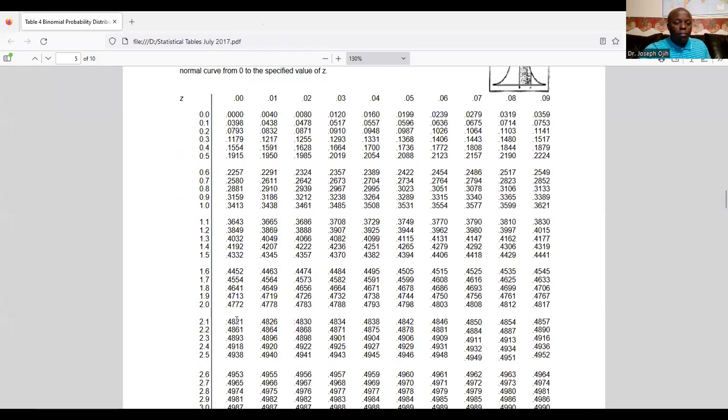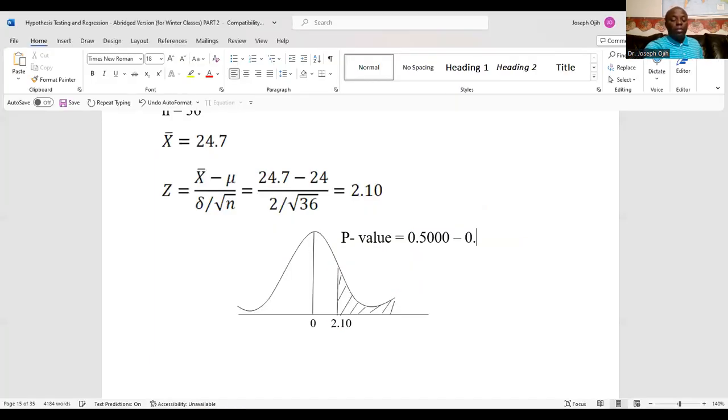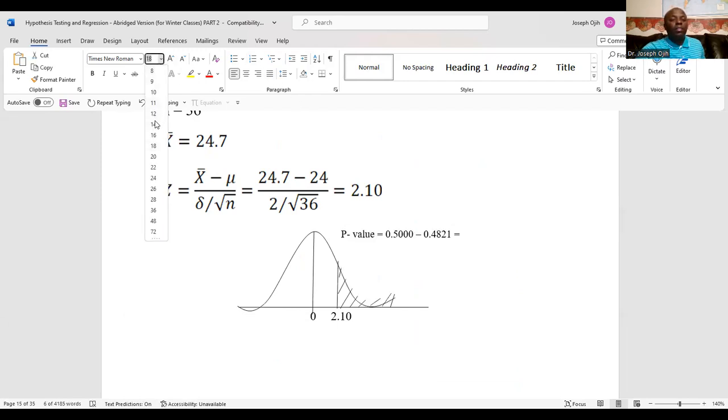See the 0. So 2.1 under 0 is 0.4821. Right there. 0.4821. That gives us the p-value. Let me make the distance a little bit smaller so that space can contain it.